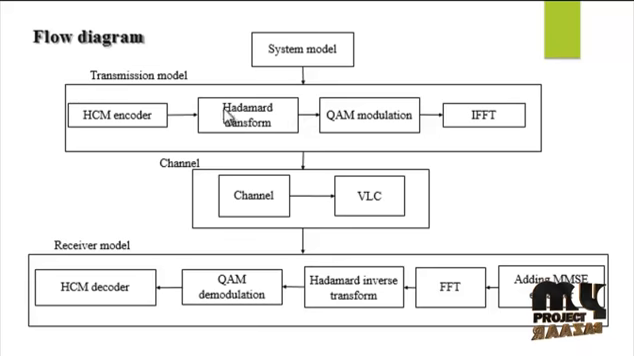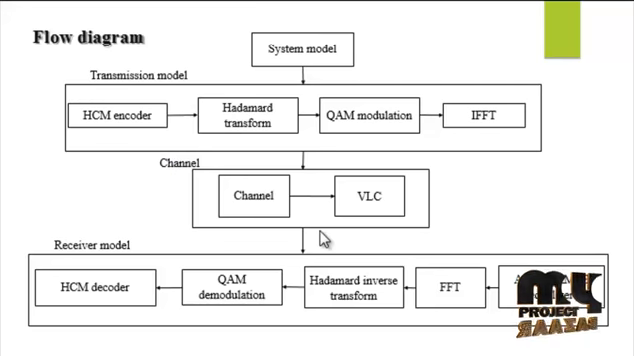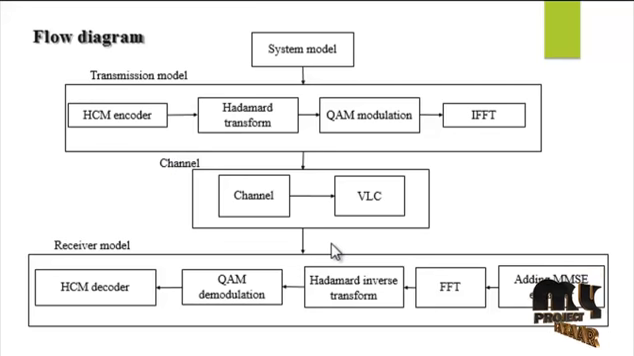From the transmission model, the signal goes to the channel. The channel means VLC, the visible light communication channel. Here we also use AWGN, that is additive white Gaussian noise. Then the signal passes through the channel and goes to the receiver model. The receiver model is just the opposite of the transmission model.